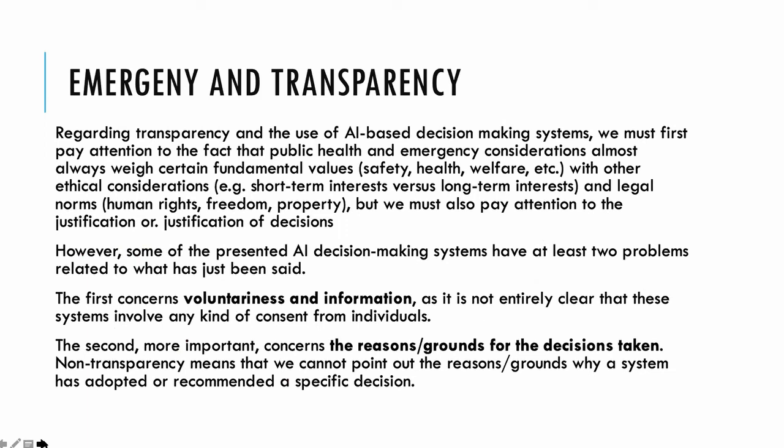So, regarding transparency and the use of artificial intelligence-based systems, we must first pay attention that we usually consider transparency among other fundamental values like safety, health, welfare, and other ethical considerations like short-term and long-term interests, and also legal norms. However, even in the present setting of, let's say, a more pluralist ethical framework, AI decision-making systems have at least two problems related to what has just been said. The first concerns voluntariness and information, as it is not entirely clear that these systems involve any kind of consent from individuals. And the second, more important, concerns the reasons or grounds for the decision taken. Non-transparency means that we cannot point out the reasons or grounds why a system has adopted or recommended a specific decision.